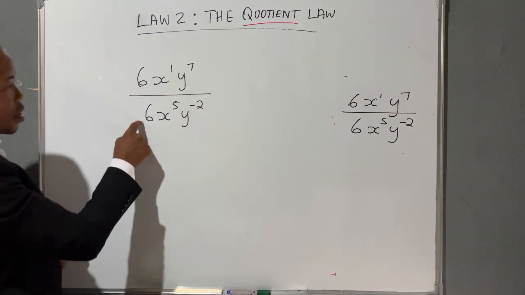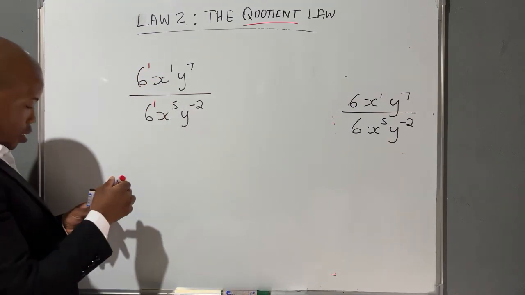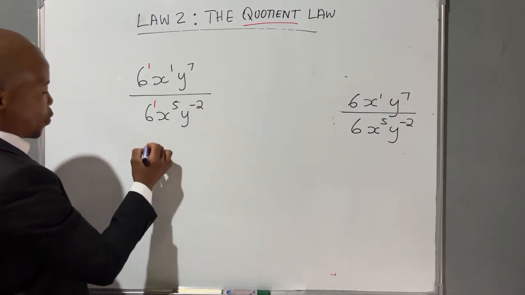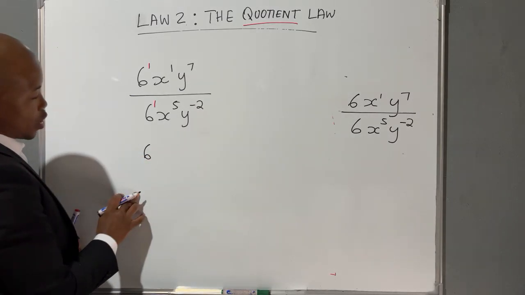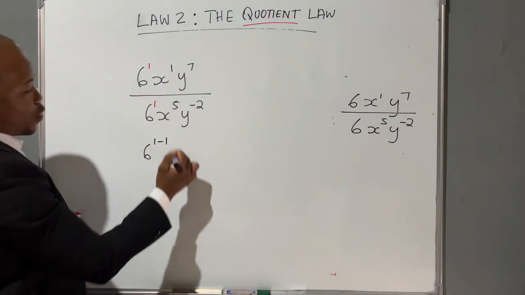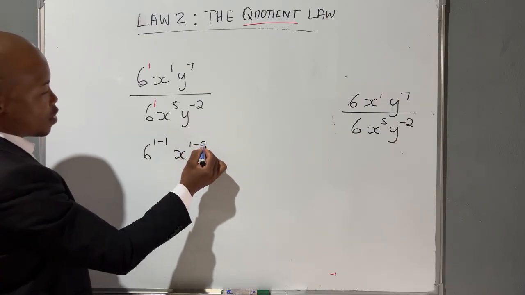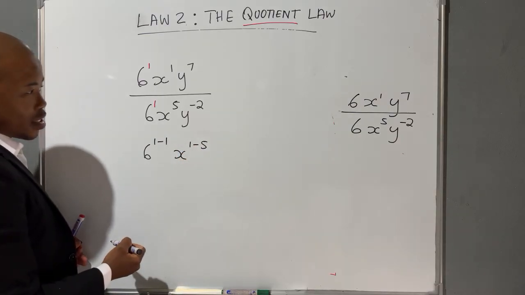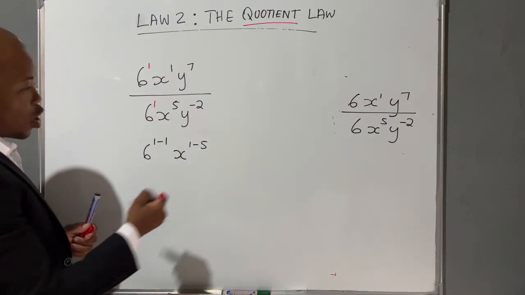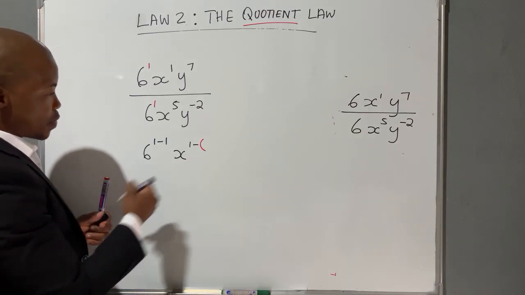The bases are the same. The exponents are what? Are 1 and 1, right? We are doing this exponentially, right? So it's going to be 6 to the exponent 1 minus 1, right? And then for x, we're going to have 1 minus 5, because it's going to be 1 minus 5. But remember, I always said that you should do what? Always, whenever you're subtracting, put it in what? In brackets.